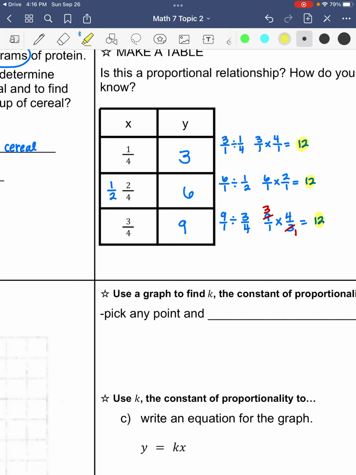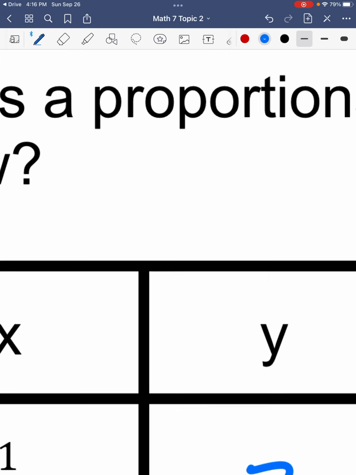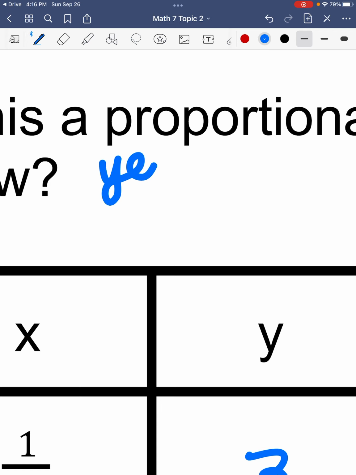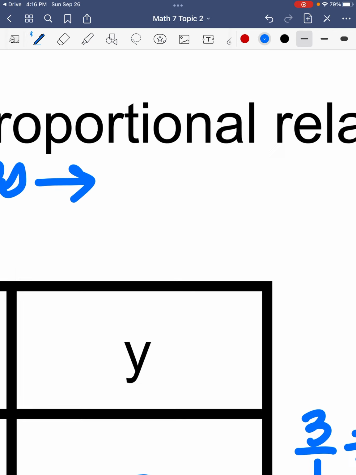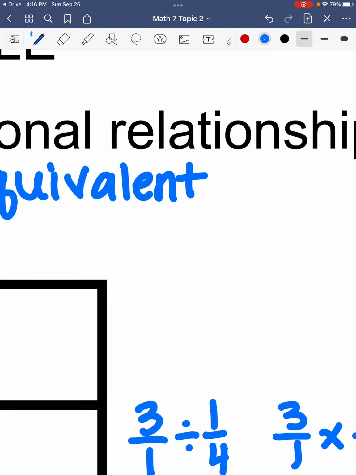Well, what does that mean? That means that this is a proportional relationship because of equivalent ratios. So, is this a proportional relationship? Yes. How do I know? We have equivalent ratios.